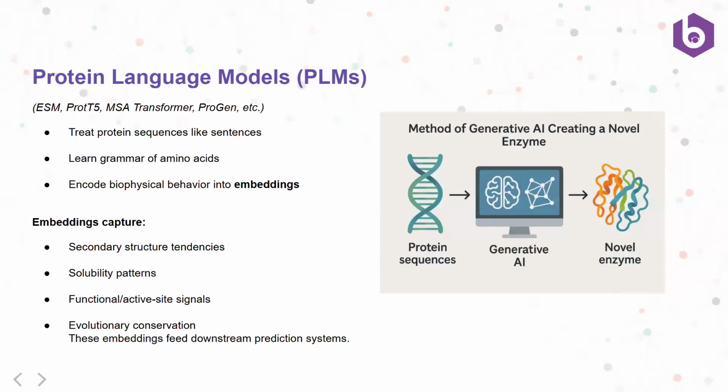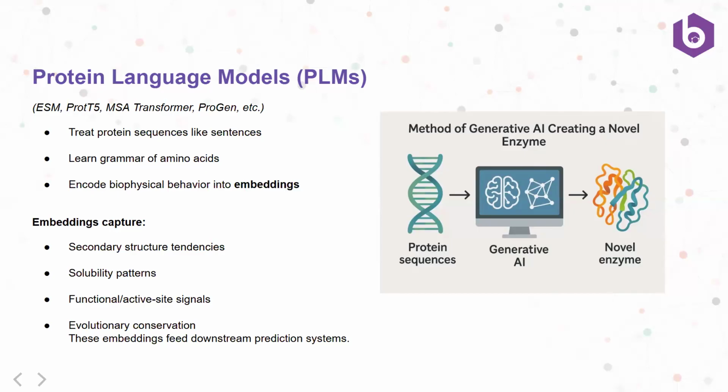Protein language models. These are some examples of the protein language models, which are ESM, ProtT5, MSA Transformer, ProGen, etc. The modern PLMs, like these, treat protein sequences just like sentences in a language. They learn the grammar present in the amino acids, the rules that dictate the folding or the stability of the amino acid residues. Through these, they generate embeddings.